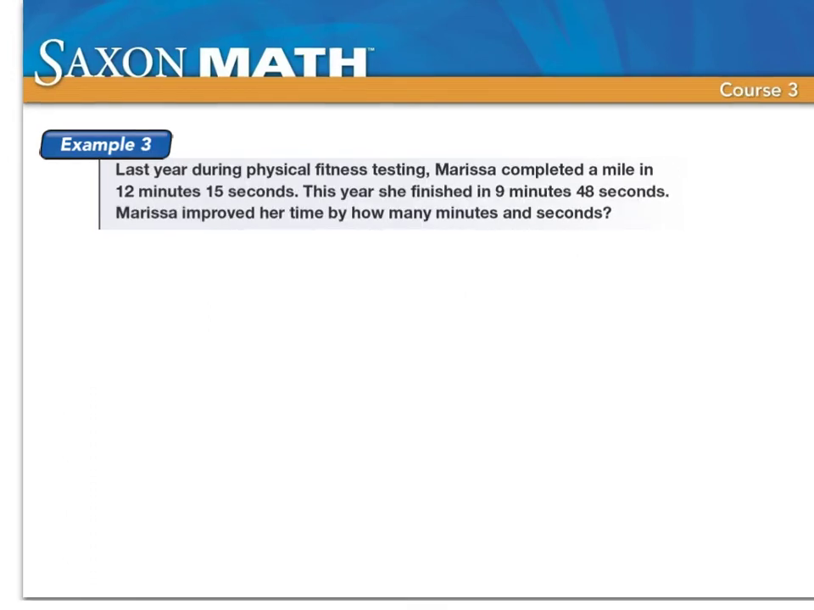Example 3 says, last year during physical fitness testing, Marissa completed a mile in 12 minutes and 15 seconds. This year she finished in 9 minutes and 48 seconds. She improved her time by how many minutes and seconds? So again, since we're finding a difference, we're going to subtract these. So I'm going to take 12 minutes and 15 seconds, and I'm going to subtract 9 minutes and 48 seconds.